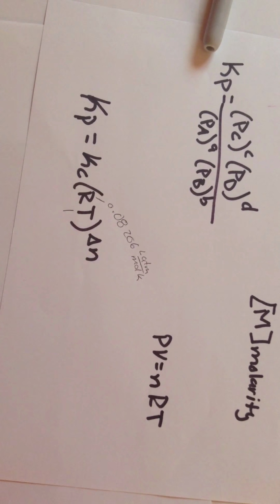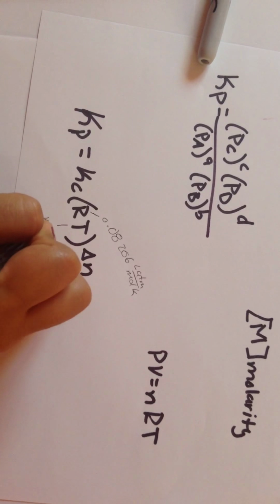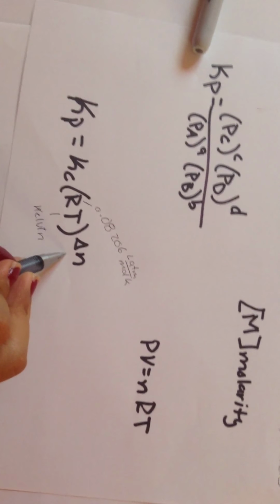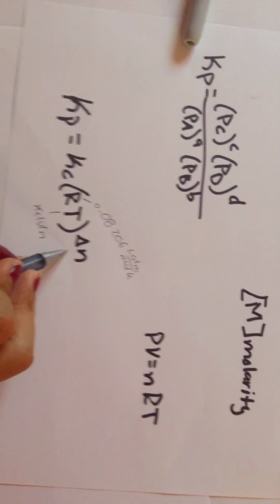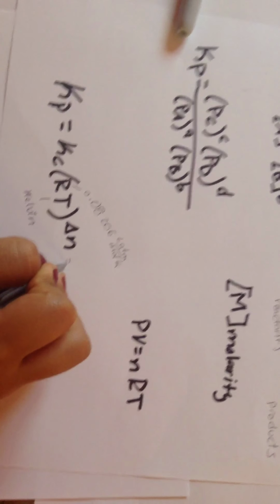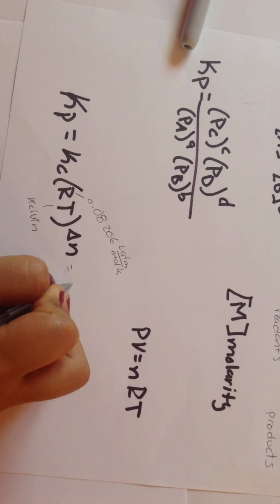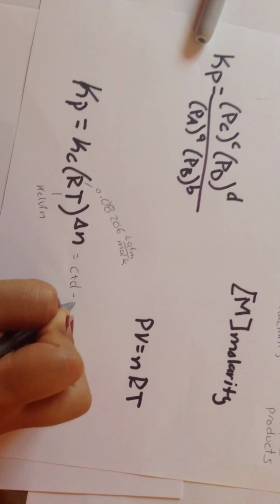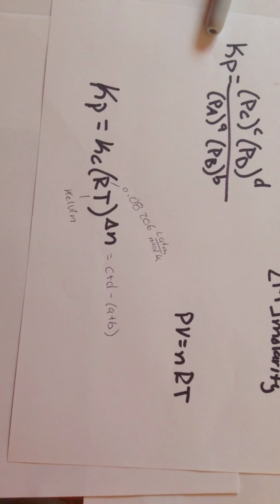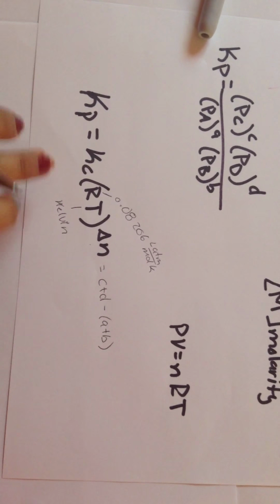T being temperature in Kelvin, and delta n being the sum of the stoichiometric coefficients of the products minus the stoichiometric coefficients of the reactants. Now, on to entropy.